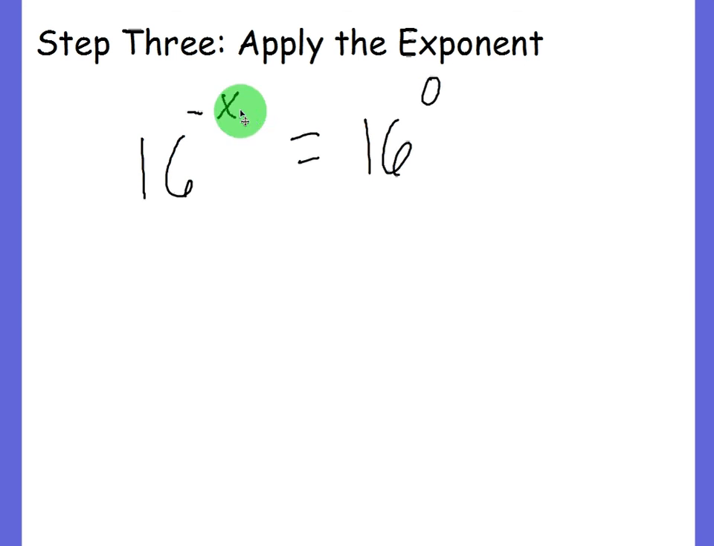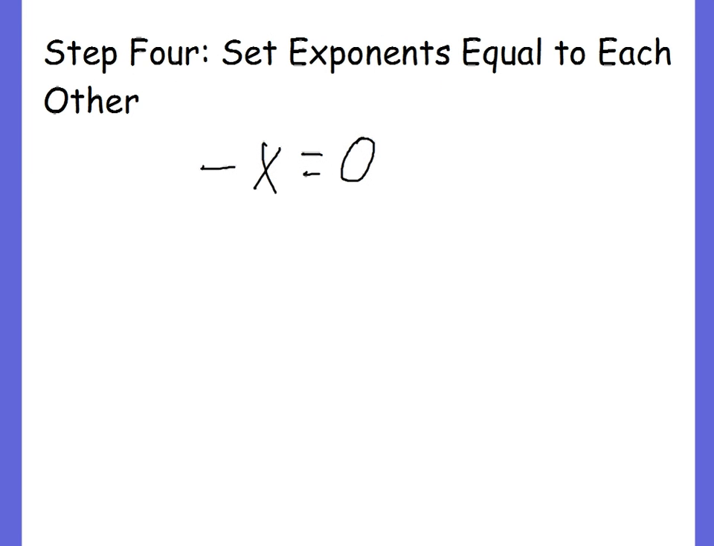If negative x equals 0, what does x equal? 0. Yep. You could divide both sides by negative 1. I'll go ahead and do that. Don't need to do it. But 0 divided by negative 1 is still 0. Yeah, but you're right. It's 0.